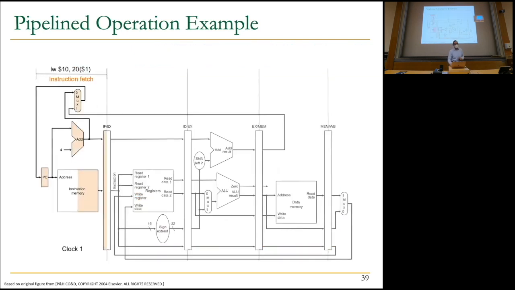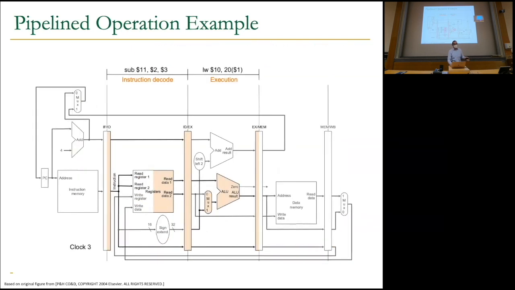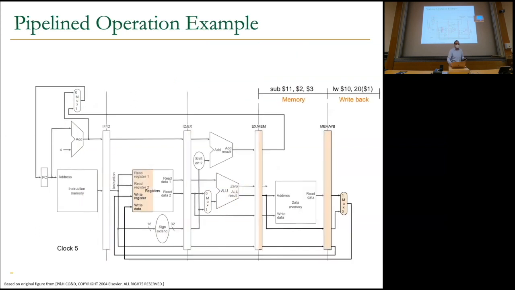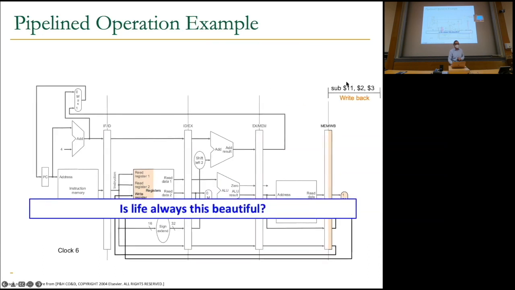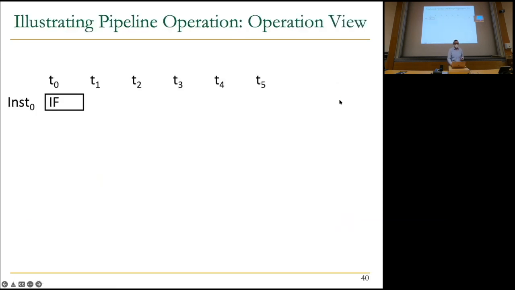So let's take a look at a pipeline operation example. This is a nice case. A load word and subtract are flowing nicely. I'm just showing you two examples. But again, life is not that beautiful, because subtract may be dependent on the load word. And this actually poses a big problem in this pipeline, as we will see.